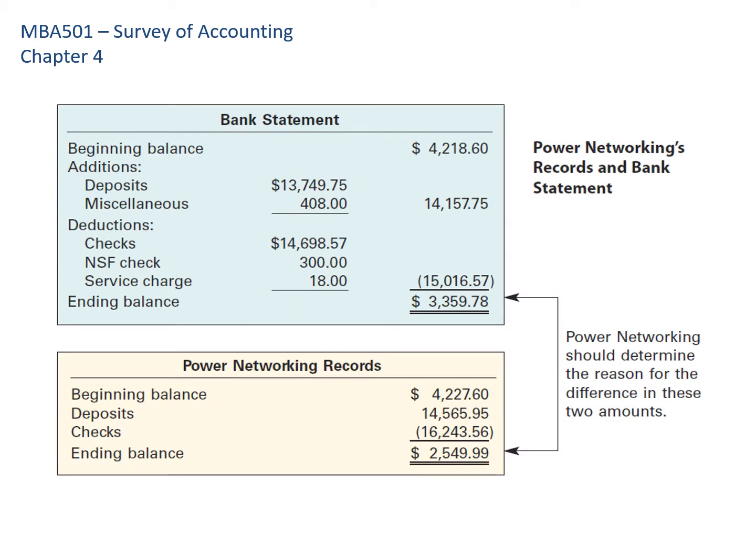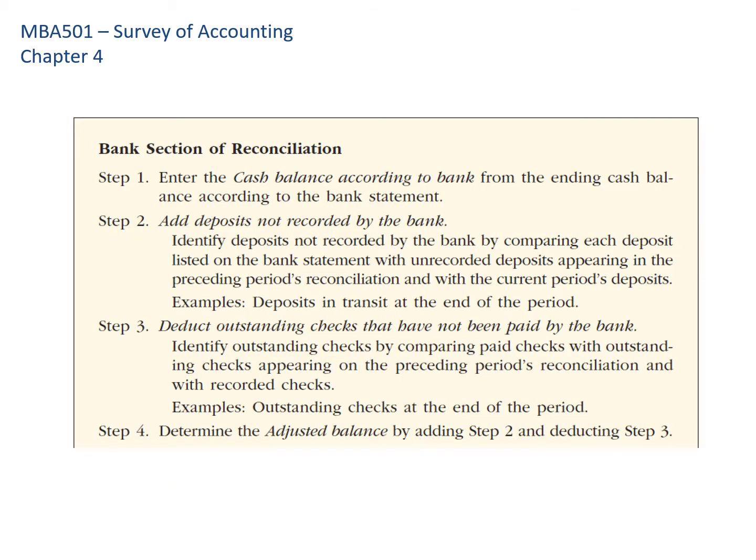So the problem is the bank says we have one amount, but our records are nearly always going to show that we have a different amount in the bank because we've written some checks maybe that haven't cleared the bank yet. There could be other differences. So the question is, which number is correct and which number should we report on financial statements? Well, in order to do that, we need to do a bank reconciliation. So we need to investigate the difference between those two figures.